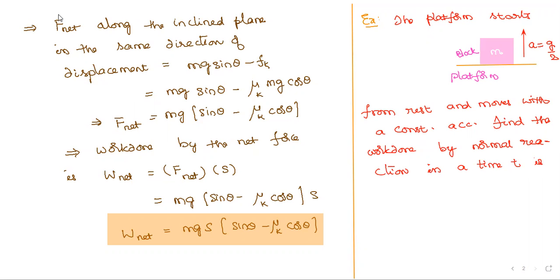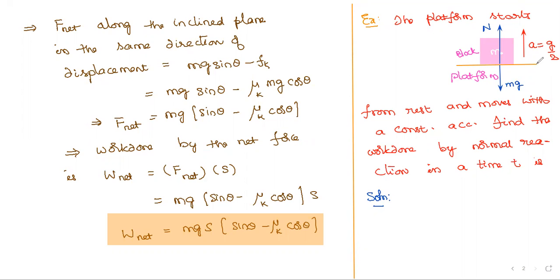If you understand the question properly, you can very easily see in what direction the normal reaction acts. It always acts in the upward direction. This is the normal reaction. And of course, the weight of the block always acts downwards, from the center. So it is mg.